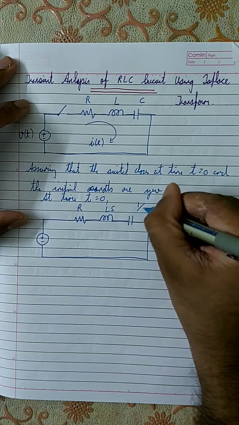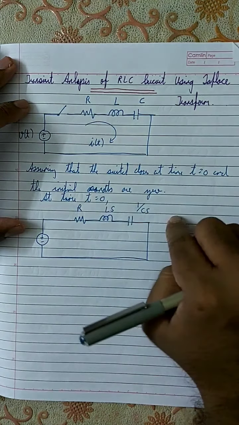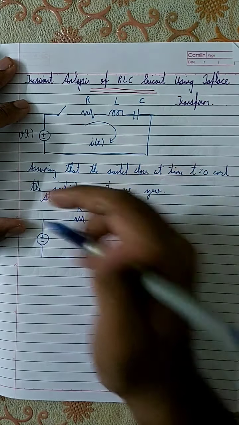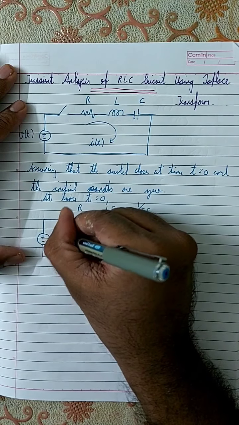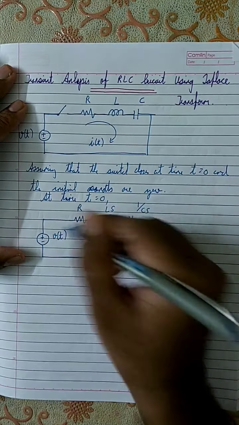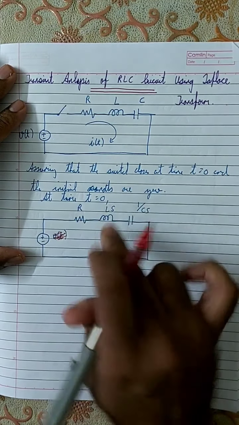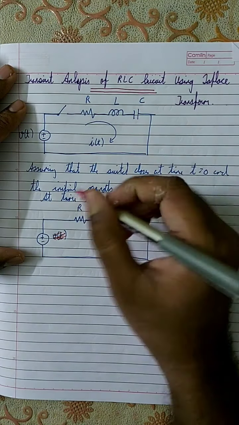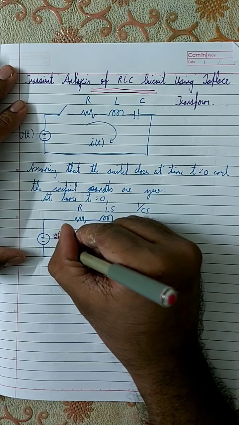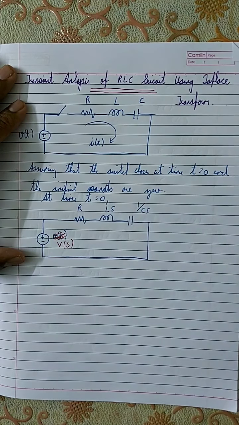Here the impedance is R, here the impedance is Ls, and here the impedance is 1 by Cs. Therefore, the total impedance is R plus Ls plus 1 by Cs. And here you have not V of t, it is V of S. This is the Laplace transform of the circuit, right? So it is V of S.